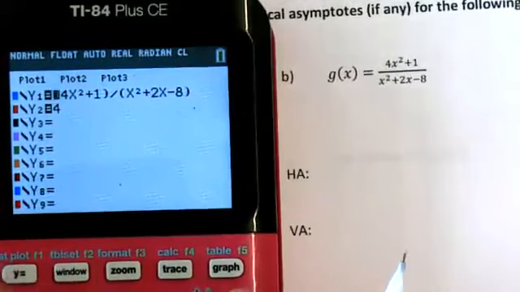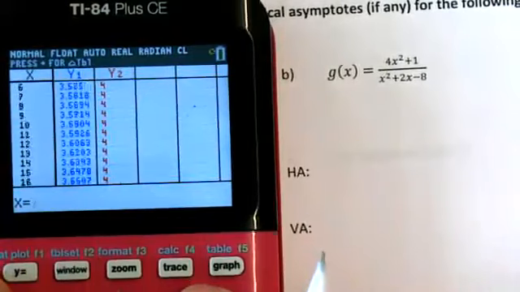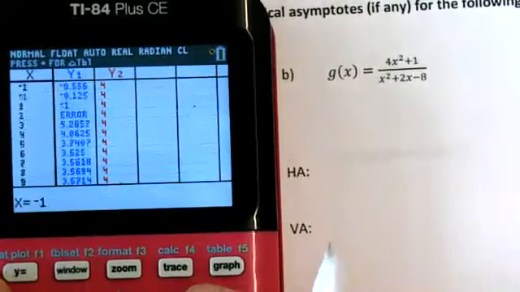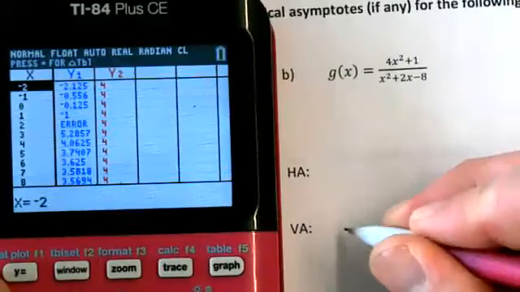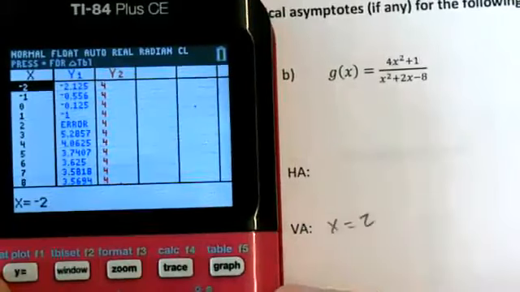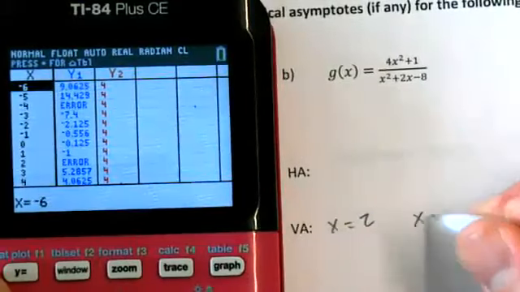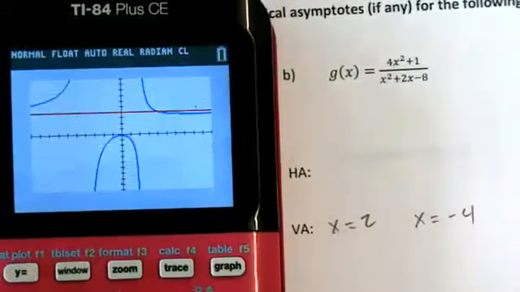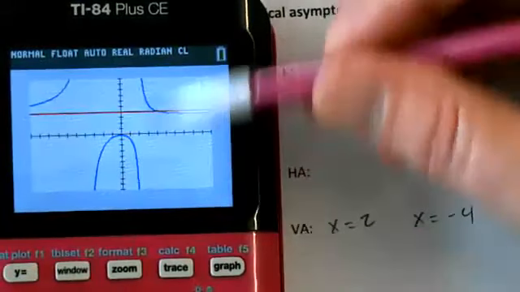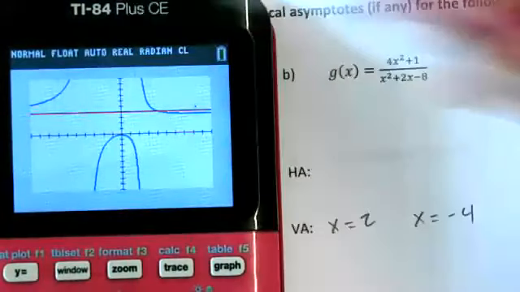Yeah, all right, well, let's look at our table. All right, we got an error at 2. That means there's a vertical asymptote at x equals 2. Got another one at -4, so x equals -4. There's another vertical asymptote there. And looking at the graph, that seems about right. 2, there's a vertical asymptote, -4 would be there. That seems to be splitting those pretty good.